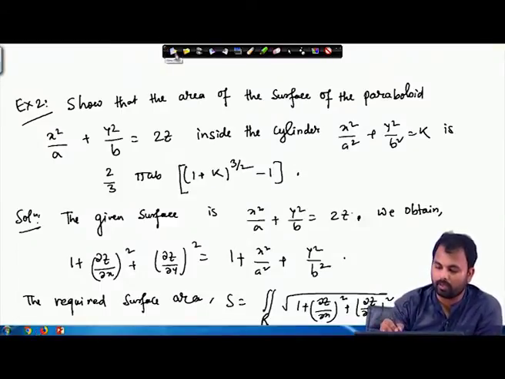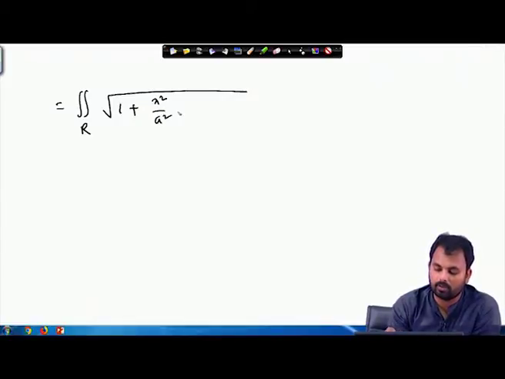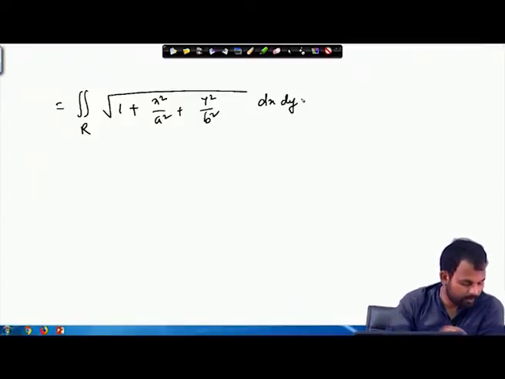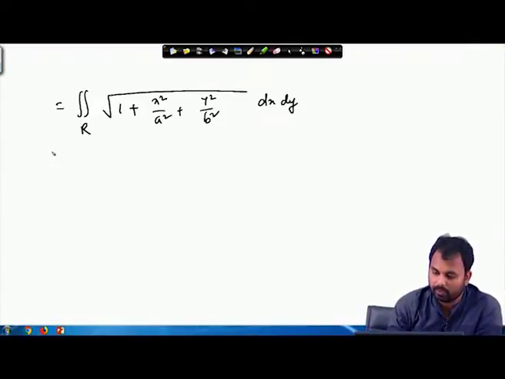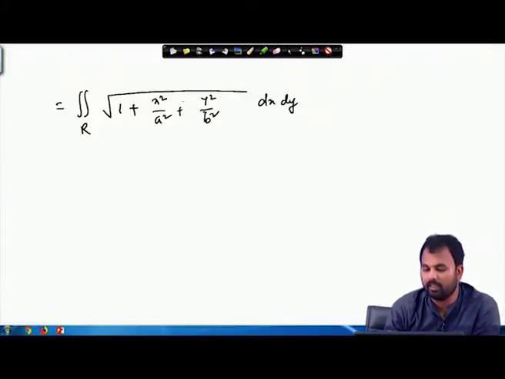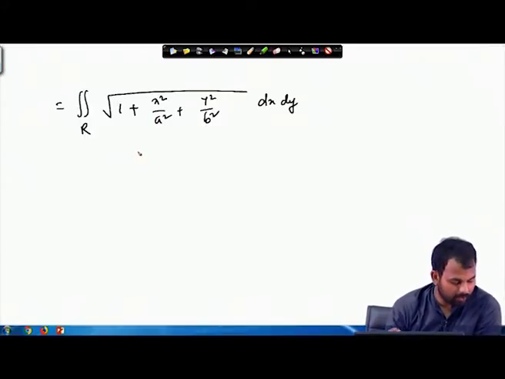So now let's substitute the values here. So this will be over the region R, the square root of 1 plus x square by a square plus y square by b square dx dy, right? So now, first of all, instead of calculating this integral in x and y variables, we will do a change of variables. If we do the change of variables, basically a method of substitution, we will be able to reduce this whole thing into a rather simpler integral. So how can we do that?